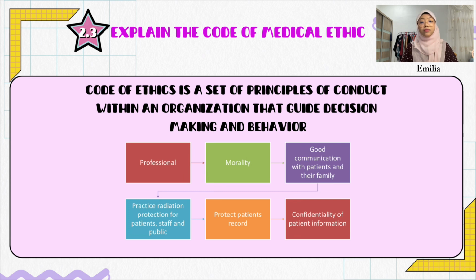The next point is protecting patient's record. Protecting a patient's record is a fundamental ethical and legal obligation in healthcare. It ensures the integrity and availability of sensitive medical information, fostering trust between patients and healthcare providers while following privacy laws and standards.